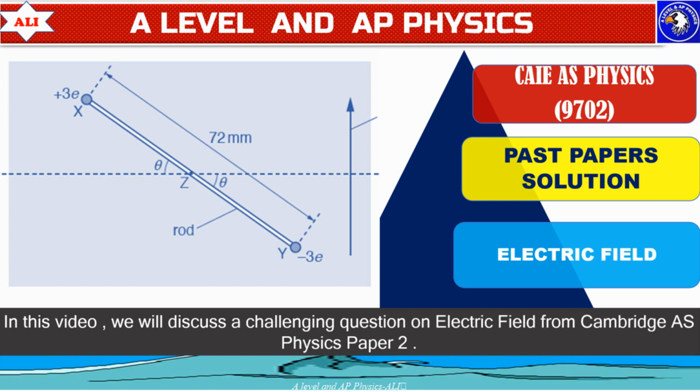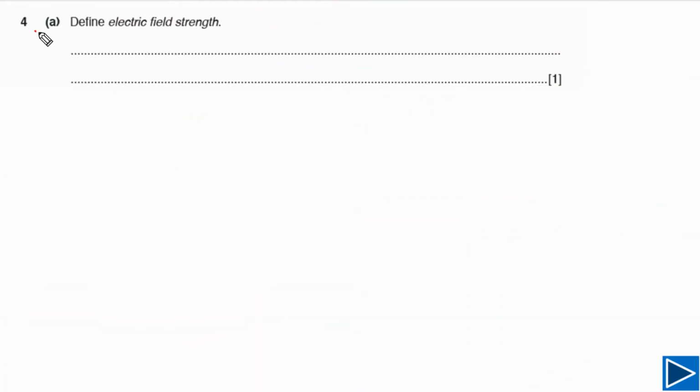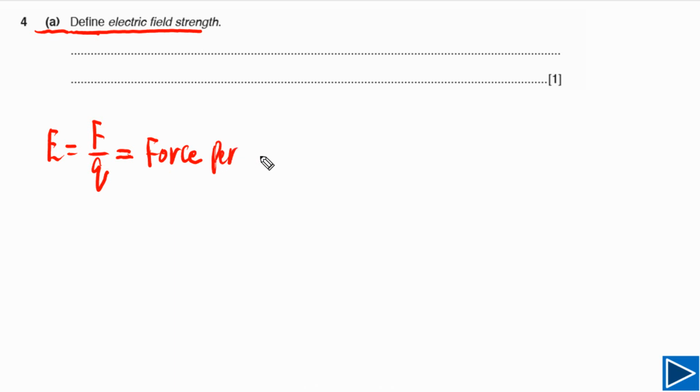In today's class, we will discuss a challenging question on electric field from Cambridge AS Physics Paper 2. Part A is simply asking us to define electric field, and we understand that E is equal to F over Q. But for this question, you cannot simply write down E is equal to F over Q because the question is asking you to define. When a question asks you to define electric field, you can simply say E is equal to force per unit positive charge.